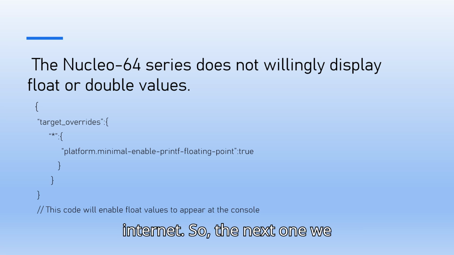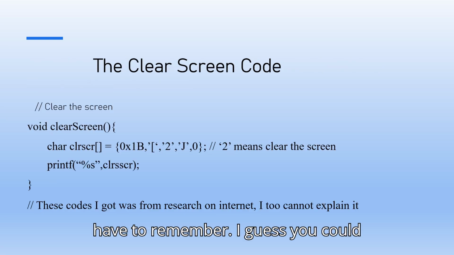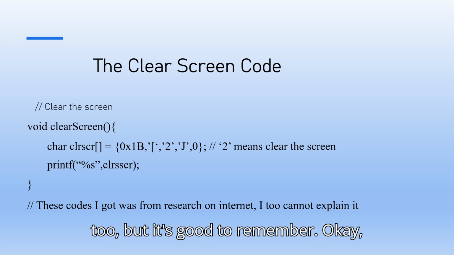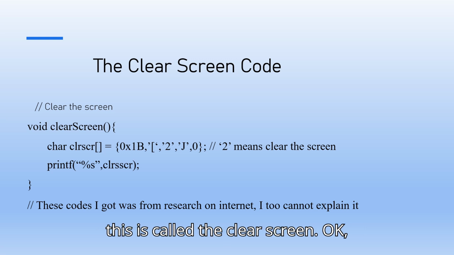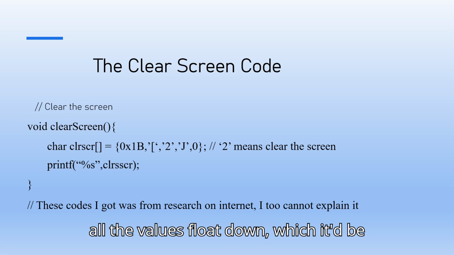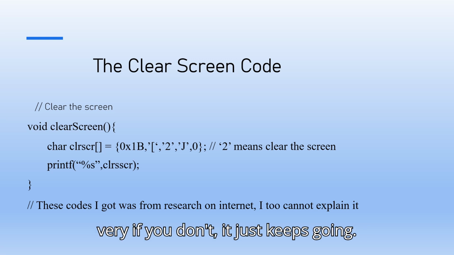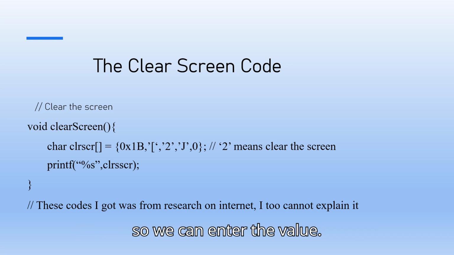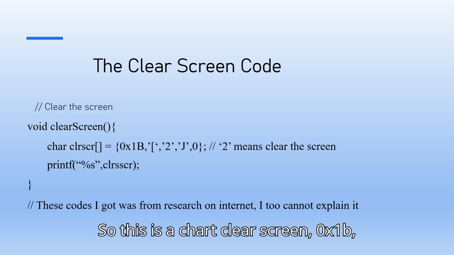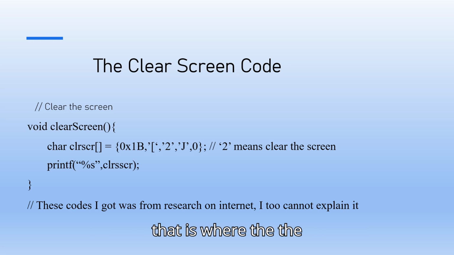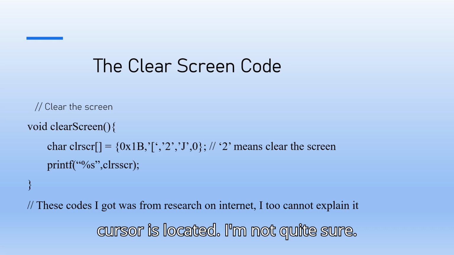So the next one we have to remember. I guess you could copy and paste it from code. I do that too, but it's good to remember. This is called the clear screen. Instead of having all the values float down, which is what happens if you don't, it just keeps going. So what we want to do is clear the screen so we can enter the value. So this is a char clear screen, 0x1b. That's a hexadecimal code. I think that is where the cursor is located. I'm not quite sure.